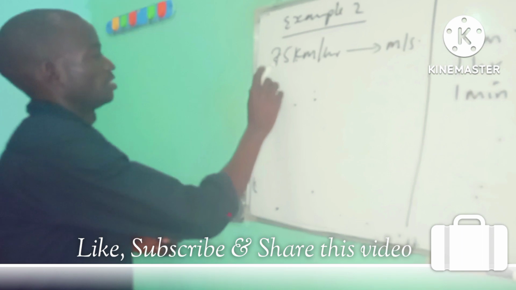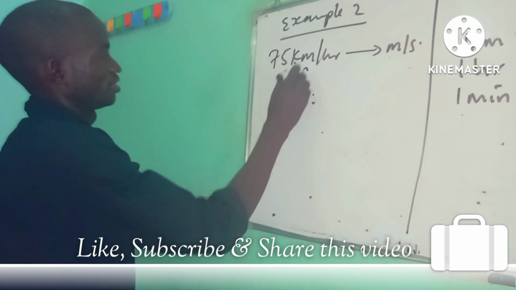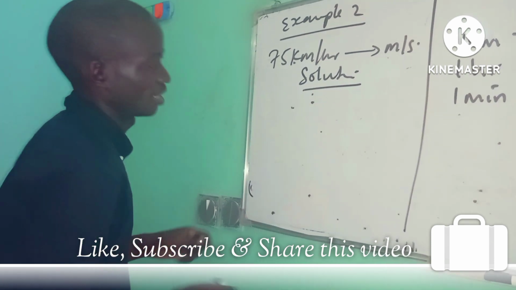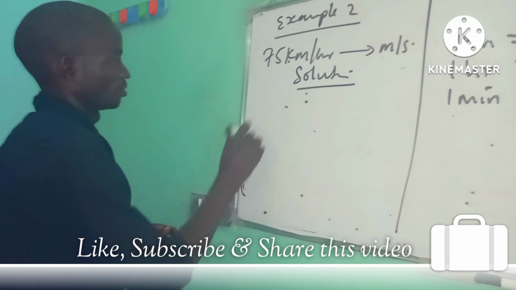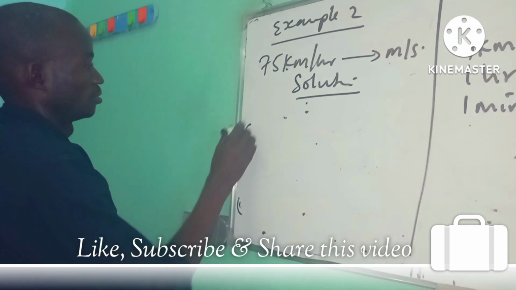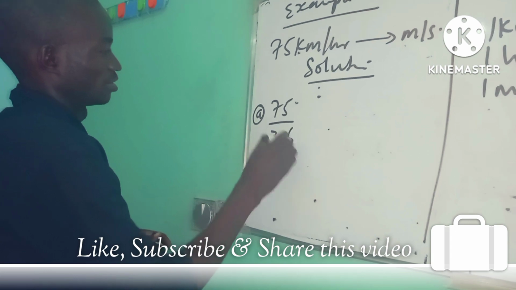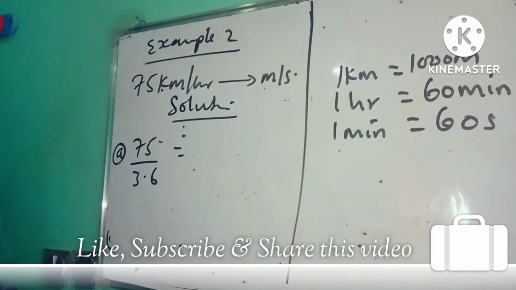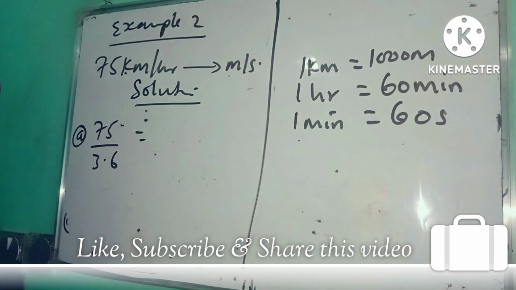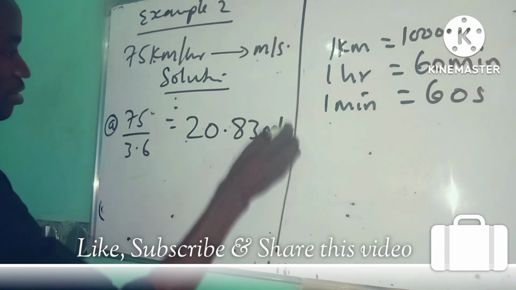Example 2. 75 kilometer per hour to meter per second. So just as we see in the first example, we have two methods, the quick method and the long method. For the quick method, you just divide whatever you have by 3.6. So this is A, 75 by 3.6. That's, I think, 20.83. Yes, 20.83 meter per second.